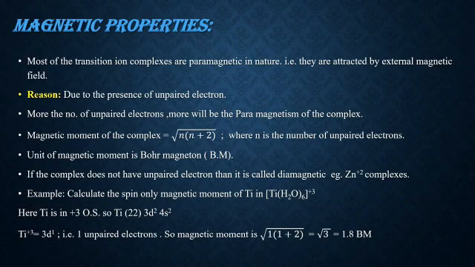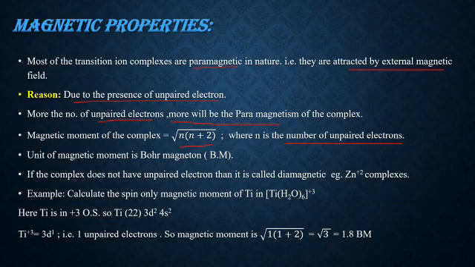Most of the transition ion complexes are paramagnetic in nature. That is, they are attracted by the external magnetic field, and the reason for paramagnetism is the presence of unpaired electrons in them. Now, the more the number of unpaired electrons, the more the paramagnetism. The magnetic moment of the complex can be calculated by the formula under root n into n plus 2, where n is the number of unpaired electrons. More unpaired electrons mean more magnetic moment and more paramagnetism.